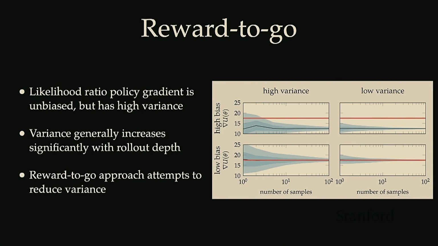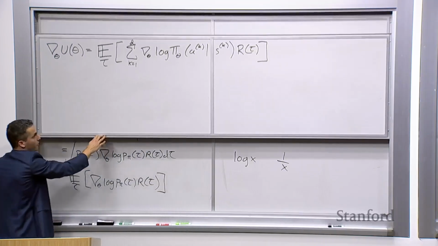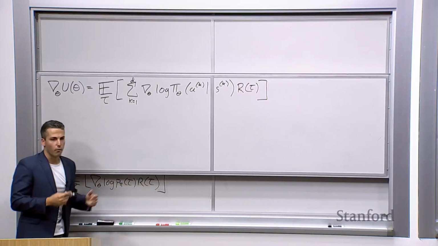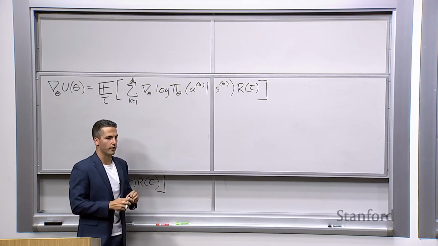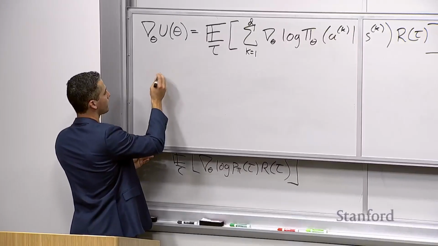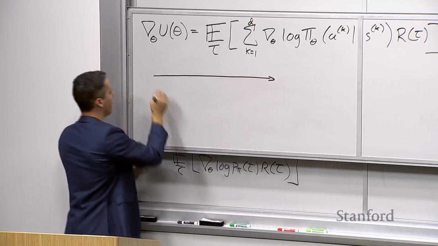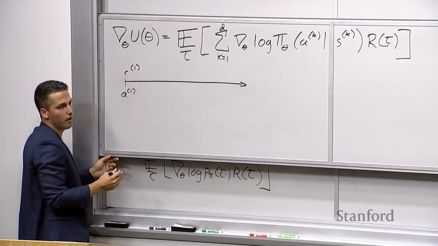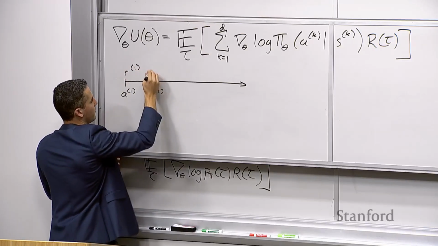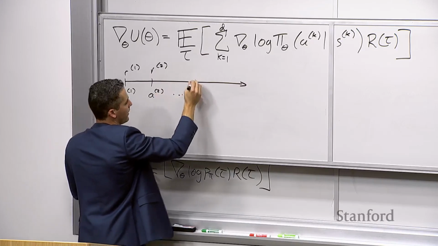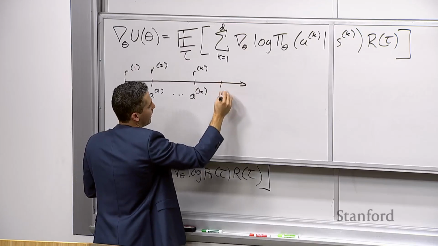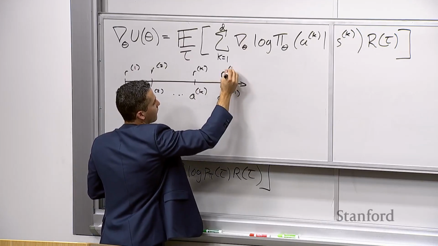Okay, so reward to go, we're gonna start from this expression that we have. So we're starting from the result of the likelihood ratio policy gradient. And I think the best way to think about what the reward to go is trying to do is by looking at a timeline here. So we have at the start, we take some action, our first action, we get some reward here. We then take a new action, we get some new reward. We repeat this, right? So now we're at action K, we get some reward K. And then after that, we take action K plus 1, we get reward K plus 1.